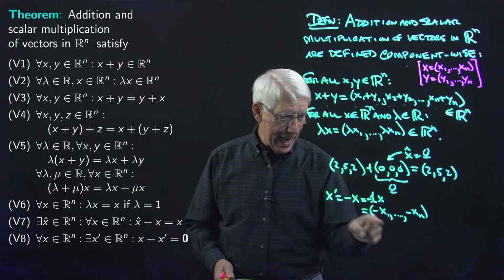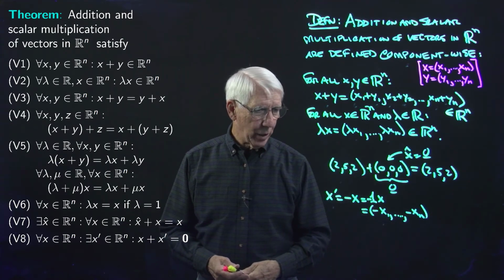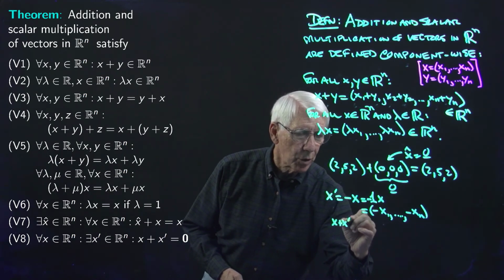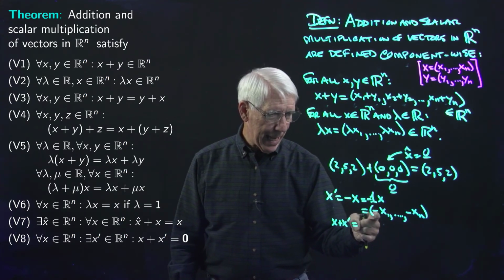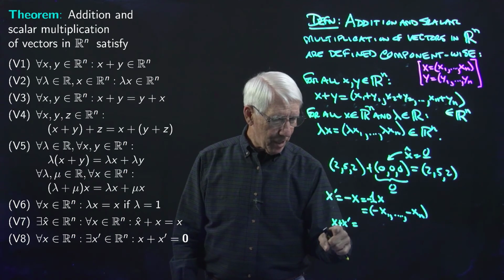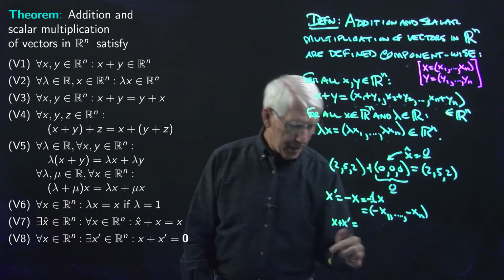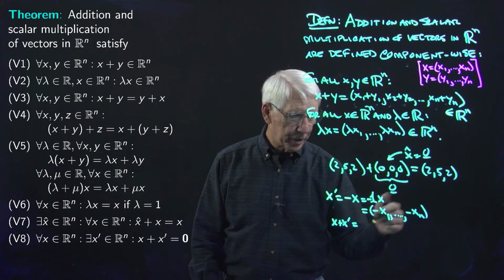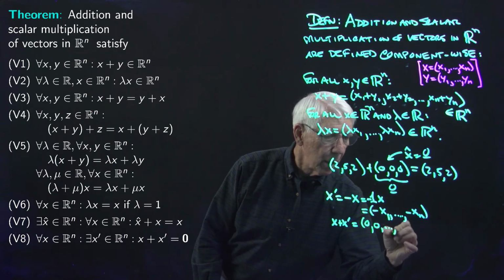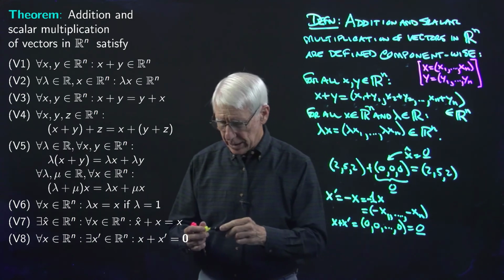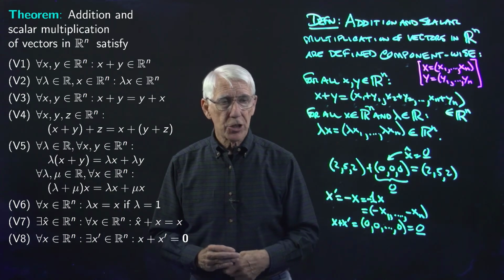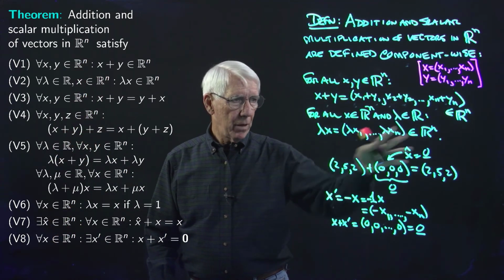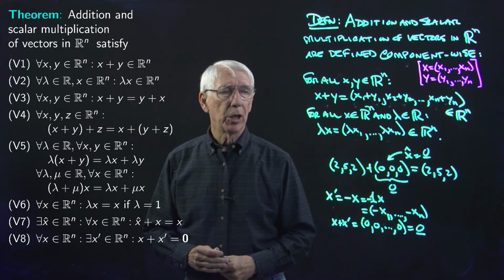And if I add that to x itself, so if I take x plus x prime, it's clear that the first component is x1 minus x1. Second component is x2 minus x2. Last component is xn minus xn, so all the components are 0. And I've got the 0 vector, exactly what V8 says is going to happen. So all 8 properties are simple, trivial consequences of the way we defined vector addition and scalar multiplication.